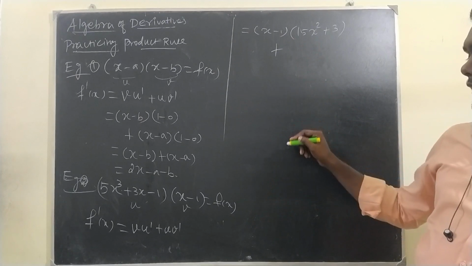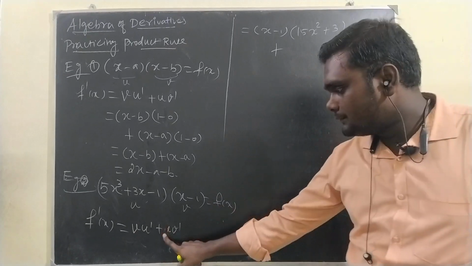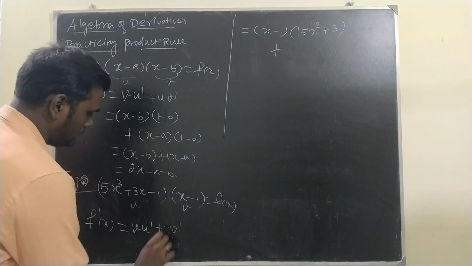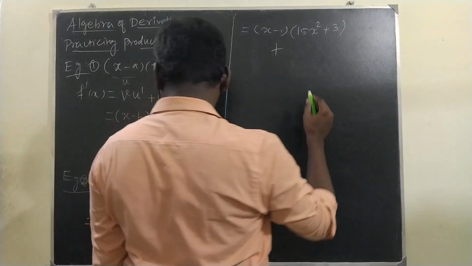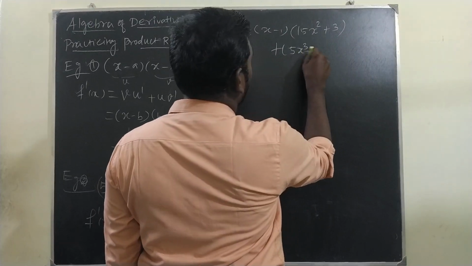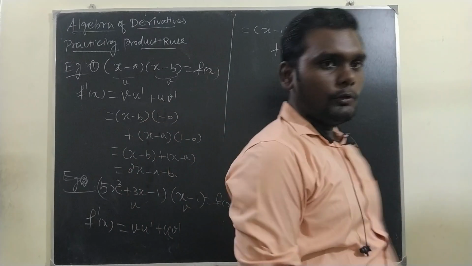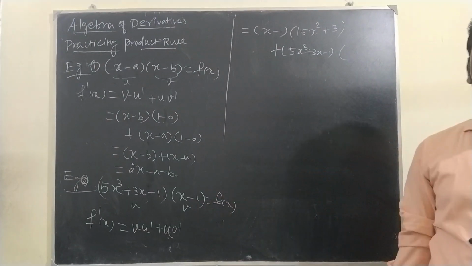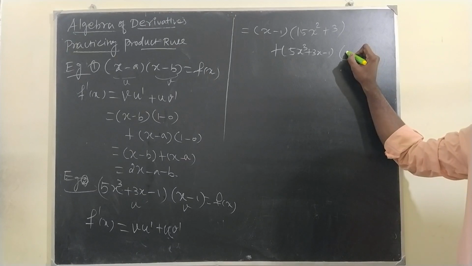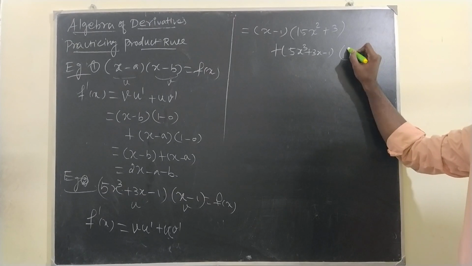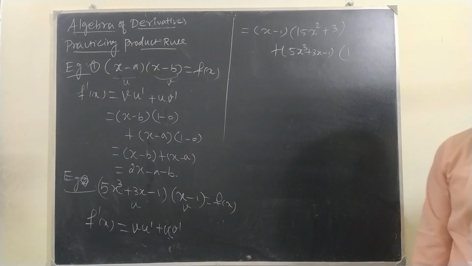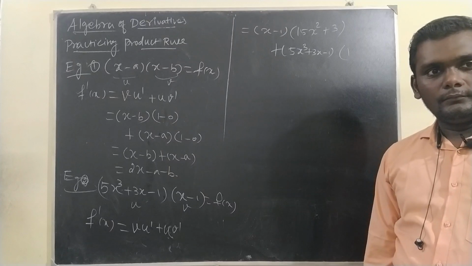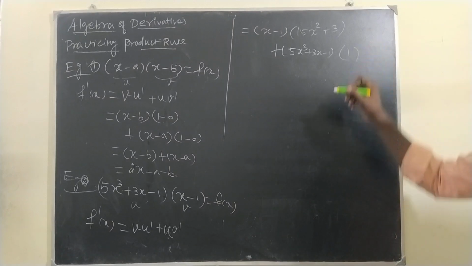Plus u v dash. What is u? x cube plus 3x minus 1 is our u. V dash. You have to derive this and tell me. Derivative of x, 1, minus derivative of this 1 is 0. 1 minus 0 is 0 again, right? 1. Good. Then that is it.